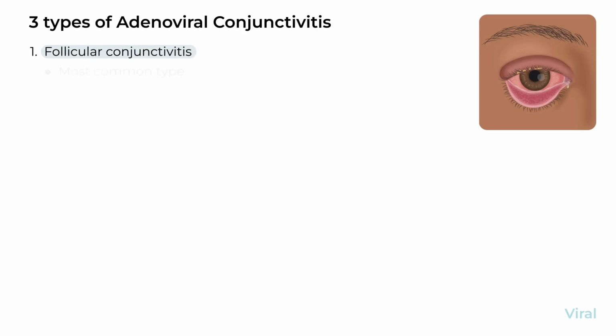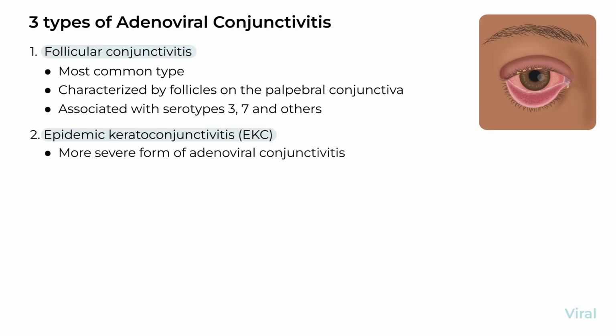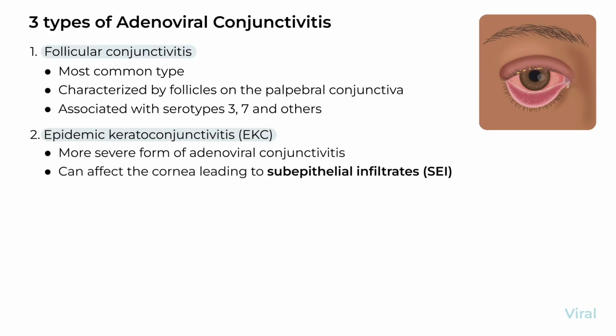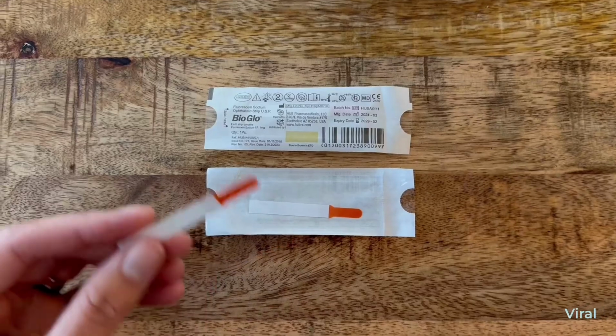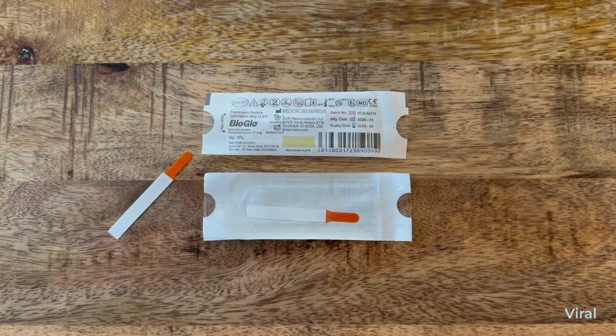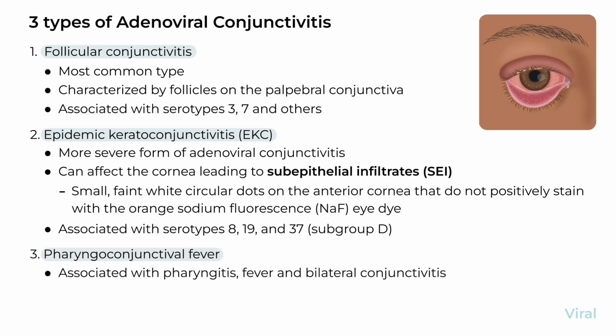There are three types of adenoviral conjunctivitis. Follicular conjunctivitis is the most common type and is characterized by follicles on the conjunctiva. Epidemic keratoconjunctivitis, or EKC, is a more severe form, and it can affect the cornea, leading to subepithelial infiltrates that look like small, faint white circular dots on the cornea that do not positively stain with the orange sodium fluorescein eye stain, so they don't highlight neon green, which is different than a corneal infiltrate caused by bacteria. Pharyngoconjunctival fever is associated with pharyngitis, fever, and bilateral conjunctivitis, and it often affects kids.